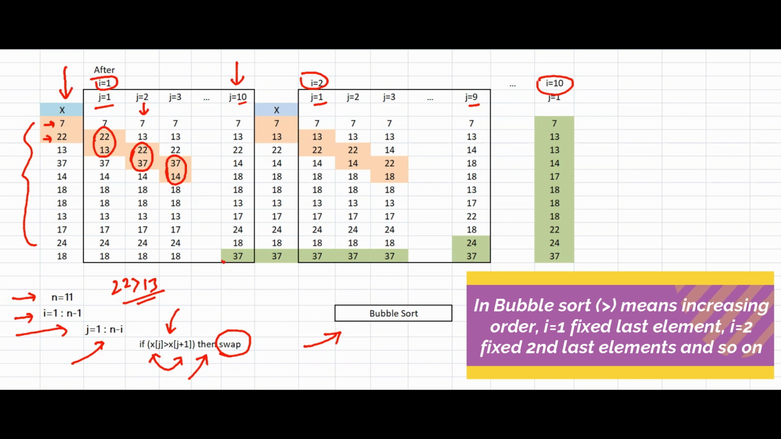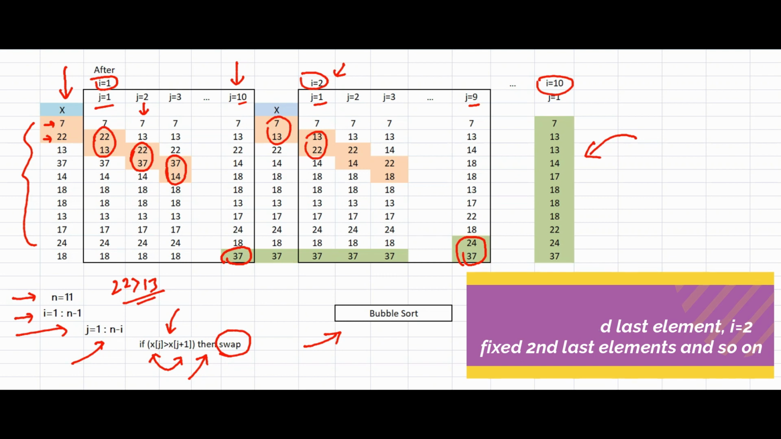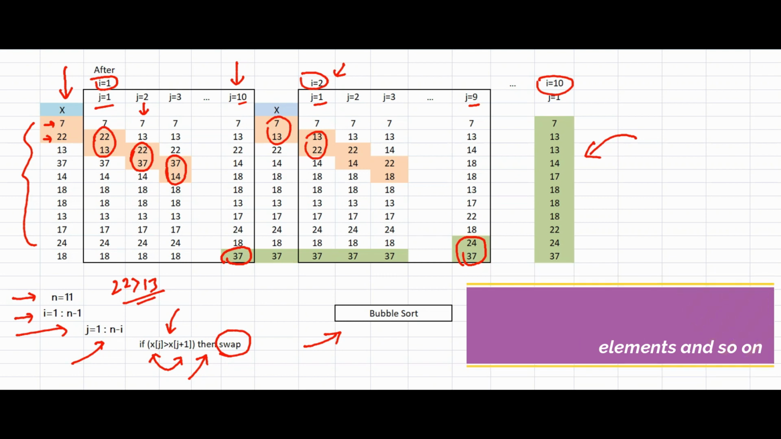this vector, the greatest element at the end. This will be fixed for the entire simulation. When i equal to 2, then for j equal to 1, again we will check these similar kind of ideas, and ultimately we will get last two elements, which will be 37 and 24. And using this algorithm, ultimately we will have our sorted array or sorted vector x.